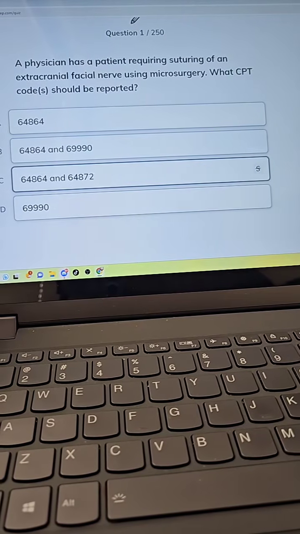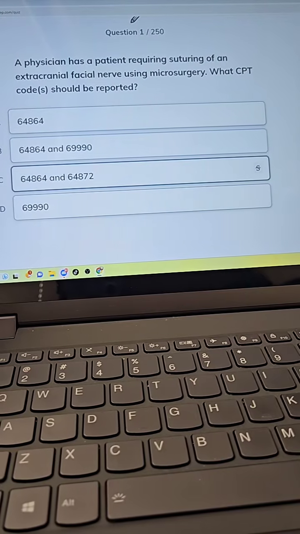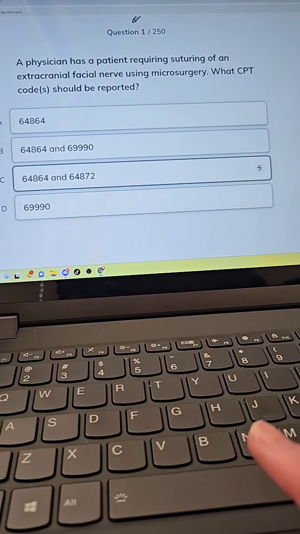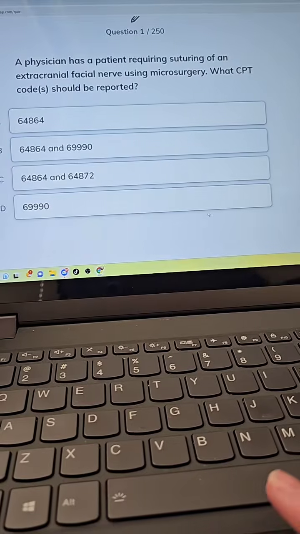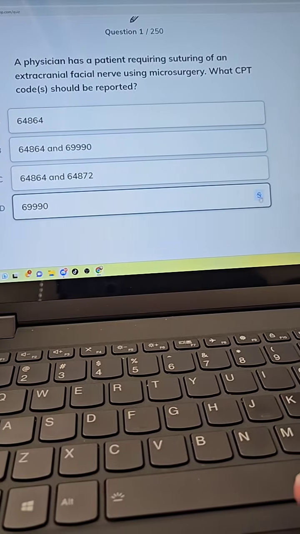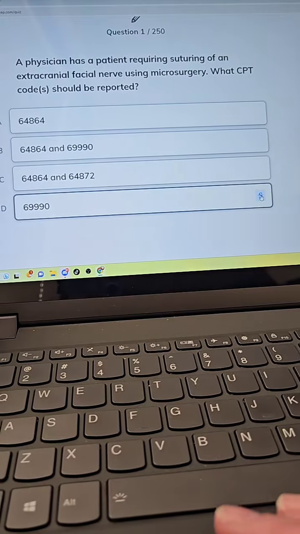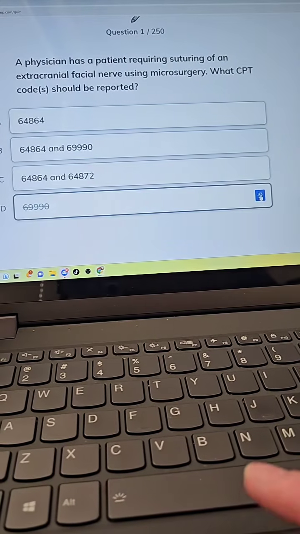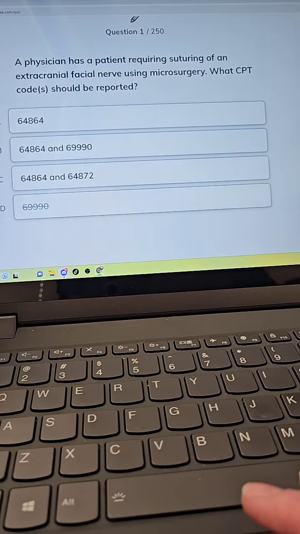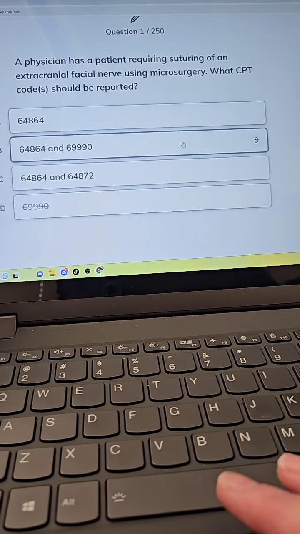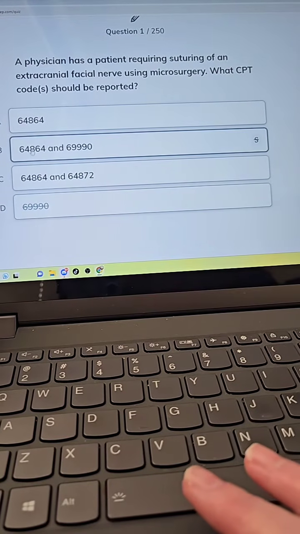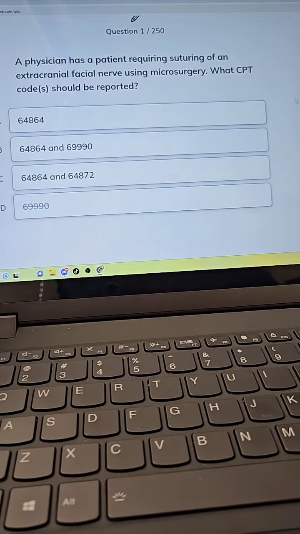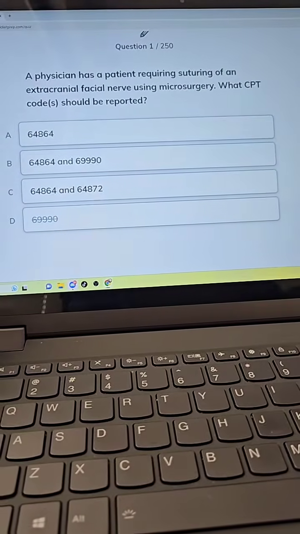69990 is an add-on code, so it normally cannot be the only code used in a practice exam question as far as the answer goes. So that looks like a coding irregularity to me. I'm going to just strike through that answer because I know that one can't be correct. We might need to add it, but we won't know until we go look at our 64864 code. Sorry.